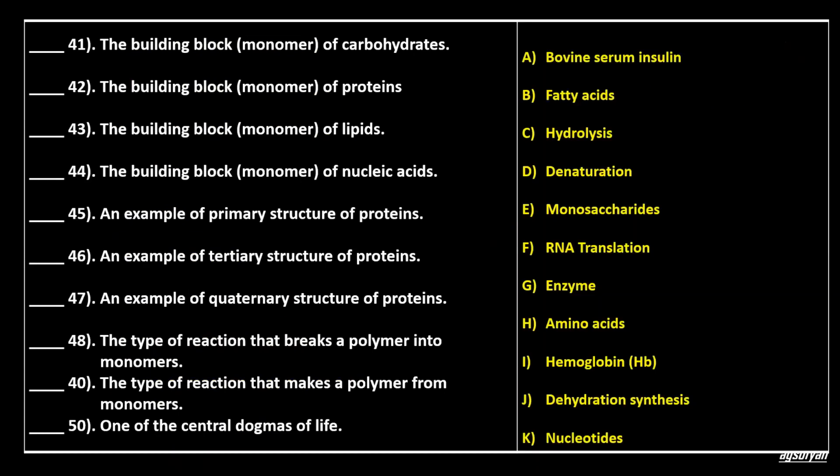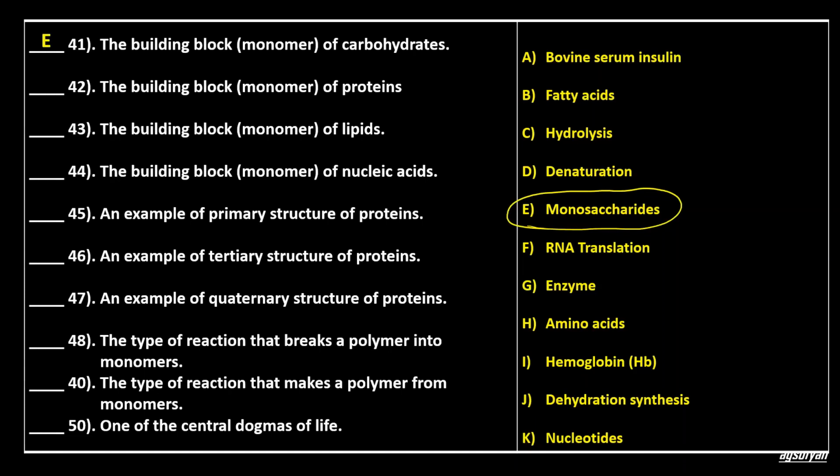Okay. This is the next group, 41 until 50, which is matching. Okay. So you have questions on the left and answer on the right side. We start number 41. The building block or monomer of carbohydrates. Carbohydrates is also known as polysaccharide. Therefore, the monomer is called monosaccharide. Okay, so E will be the answer for that one, monosaccharide.